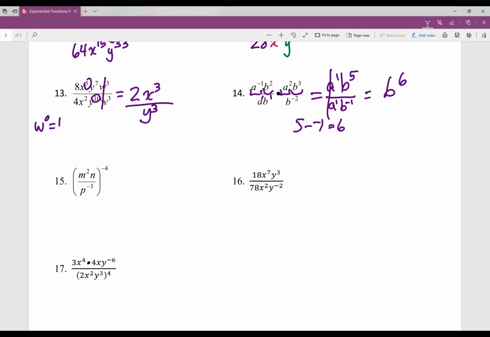Number 15, we would distribute this negative power through to everything, and then we would deal with the negatives. So we would get m to the negative 8, n to the negative 4, and p to the 12. So this would stay where it is because it's positive, but this would flip and this would flip. So this would give me m to the 8, n to the 4, p to the 12. But we don't know they're in the denominator unless we put a 1 on top. So this is our final answer here.